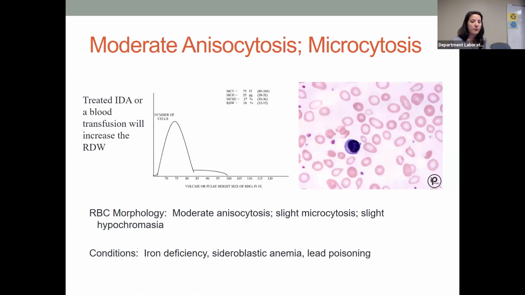So here's another example where we have an MCV of 75 femtoliters, so microcytes present, MCH of 25 picograms, MCHC 27%, so small cells, decreased hemoglobin content. Look at that RDW though, 18%. So we do expect the presence of anisocytosis.